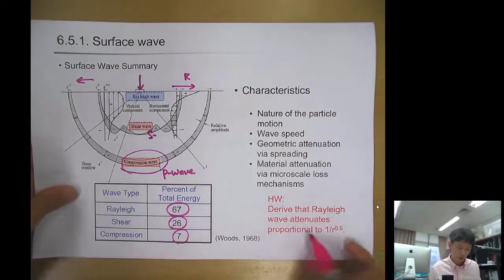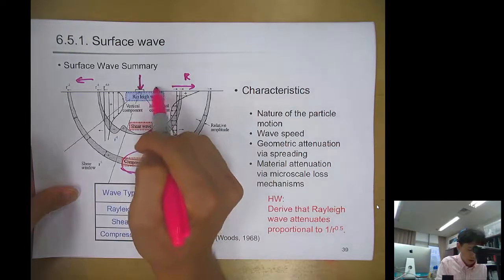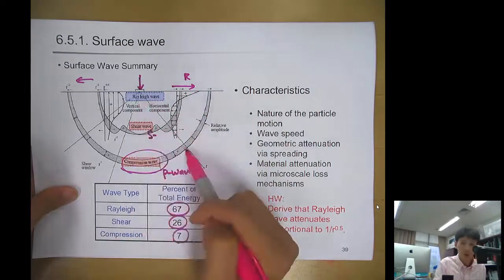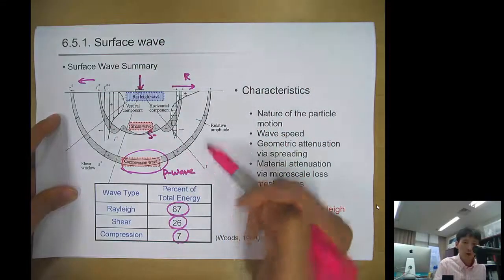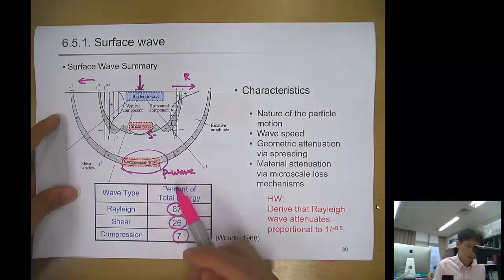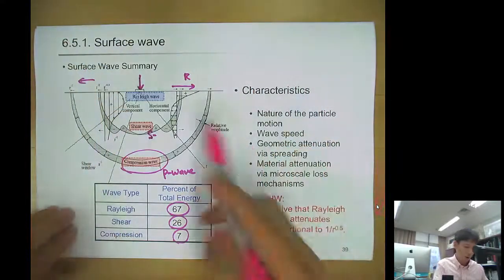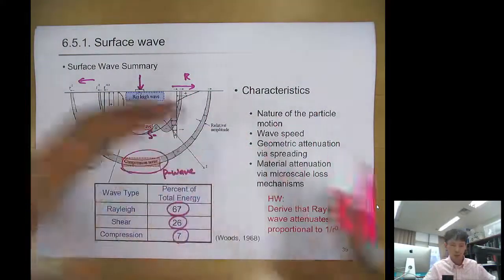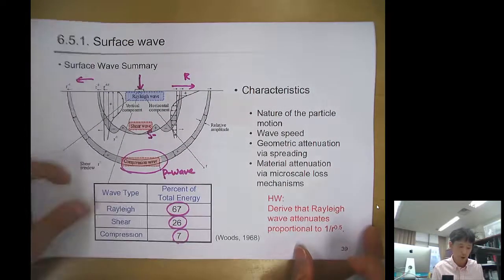And you can derive that the Rayleigh wave attenuates proportionally to 1 over the square root of r. Because it propagates along the surface, not going into the body, its energy dissipation is slower than the shear wave or the compression wave. The compressional wave can propagate spherically in 3D, but the Rayleigh wave propagates like a disc-type spreading in 2D. So that's why the wave attenuation is slower than the body waves.